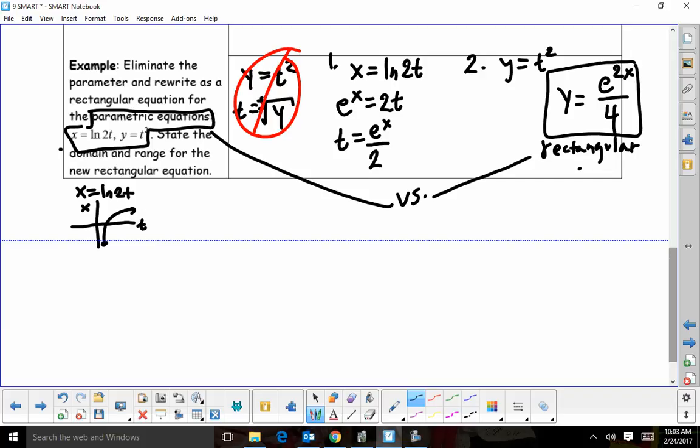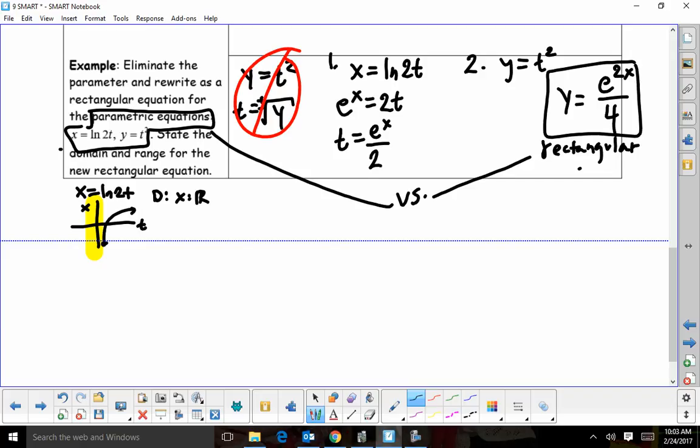Yes? So what was my domain here? X is what? Yeah. Okay, so this is the domain part, right? So that's, again, the tricky part. So here, this is all real numbers. Agreed?